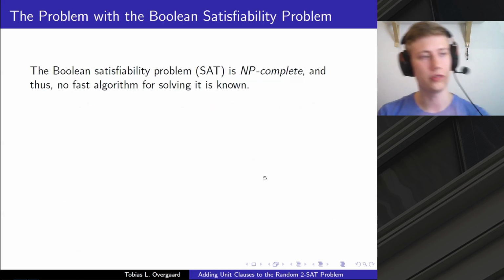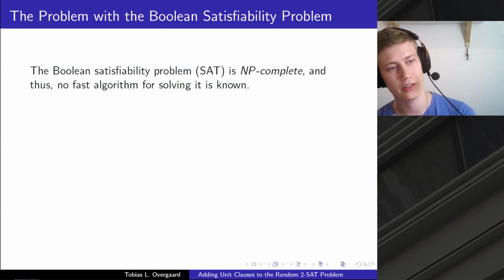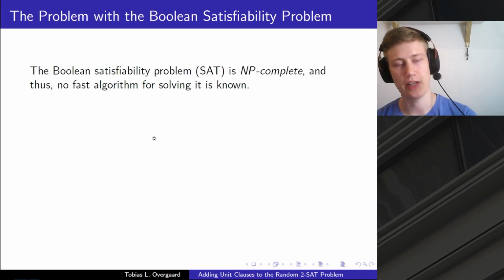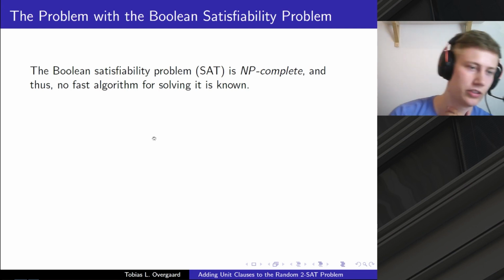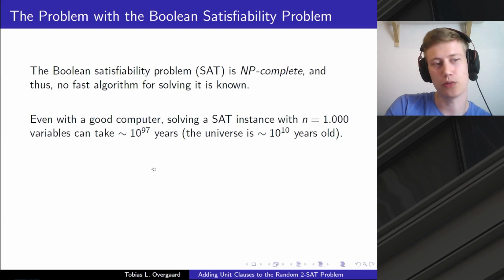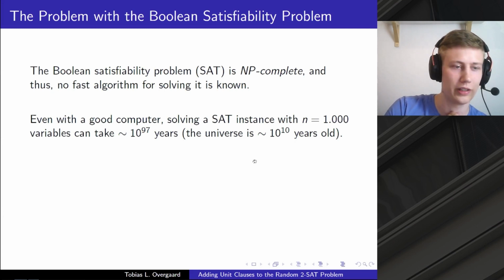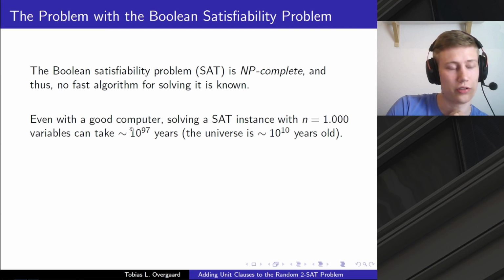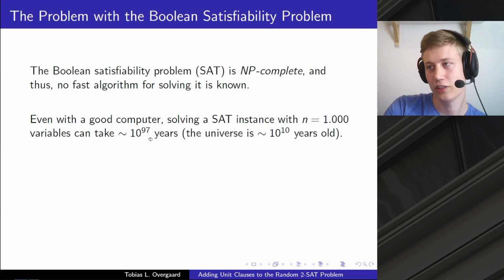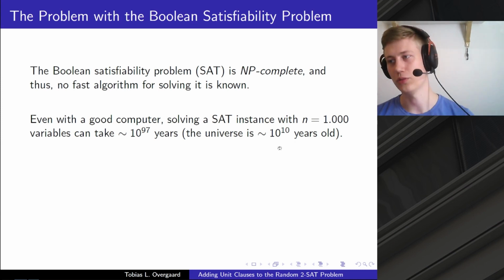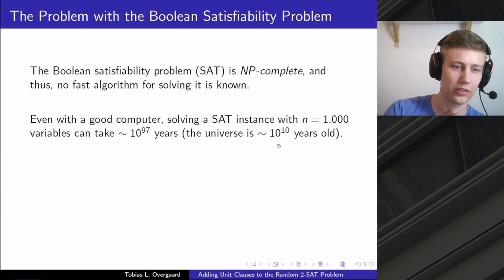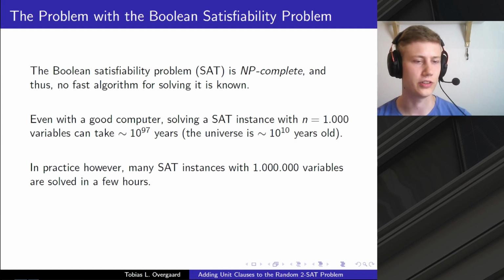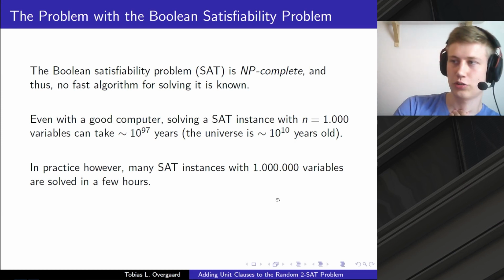Okay, so we want to solve this problem, but the issue is that it's NP-complete, which basically means that we don't know any fast algorithm that can solve the problem. So if you have a good computer and you want to solve an instance of the Boolean satisfiability problem with 1,000 variables, this will take, according to the theory, up to 10^97 years, and the universe is only 10^10 years old, so this is not feasible, of course. This is quite a shame. But in practice, many algorithms are solving these SAT instances with 1 million variables in only a few hours. So there's some discrepancy between the theory and what's happening in practice.